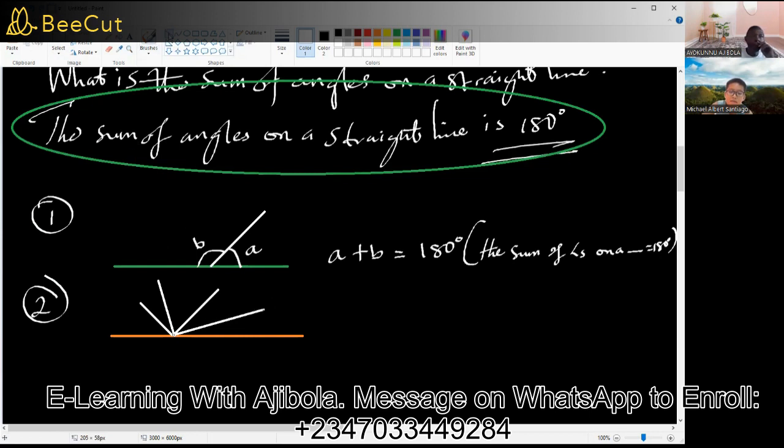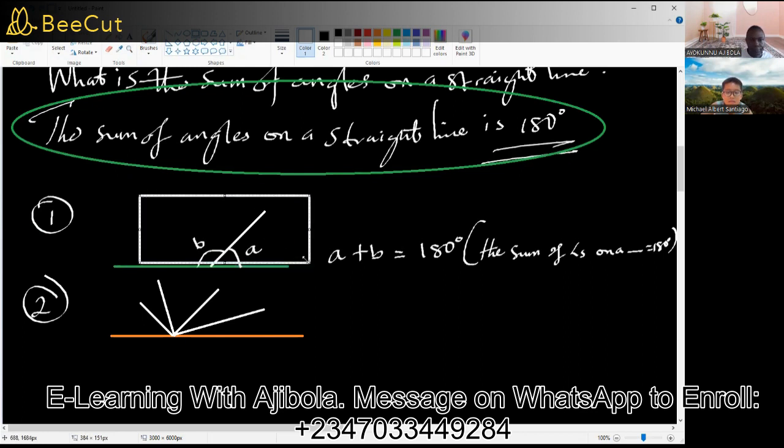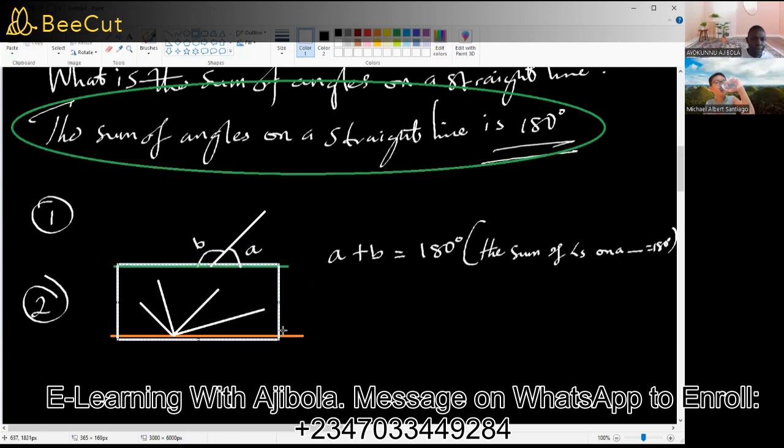Now, in this first line, in this place, how many angles can you see here? Just two, right? That's angle A and angle B. Is that correct? Yeah. But in the second one, how many angles can you see? How many angles can you see in the second one? Yeah, how many?